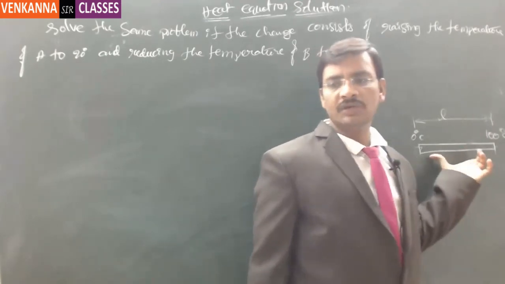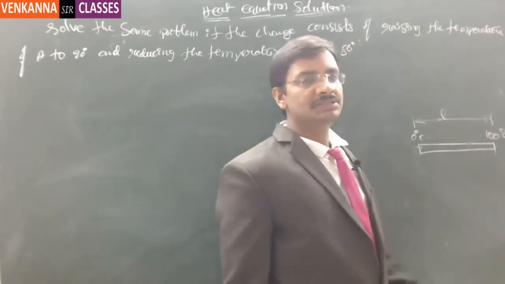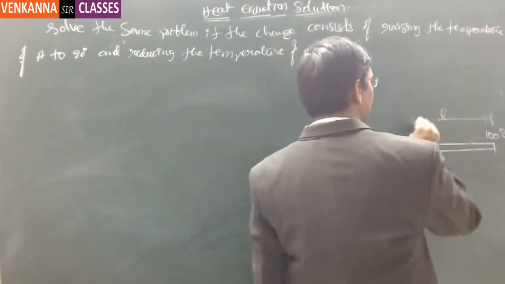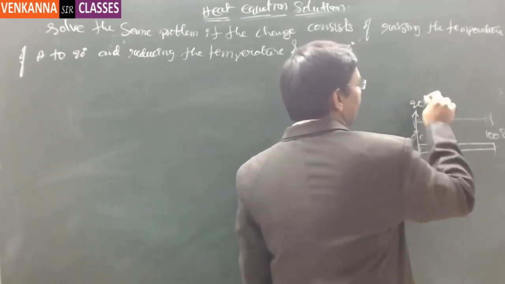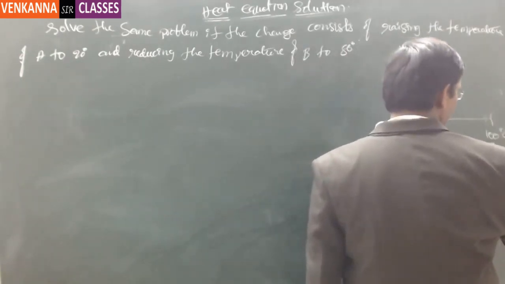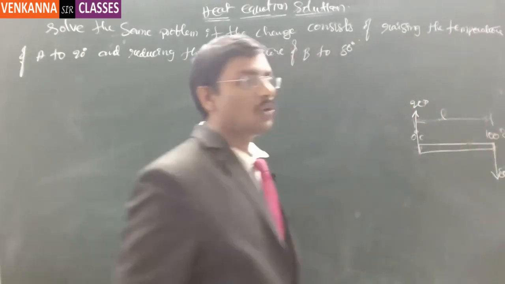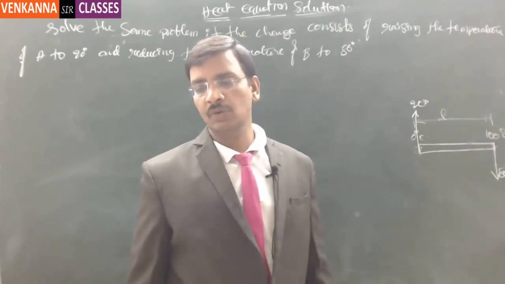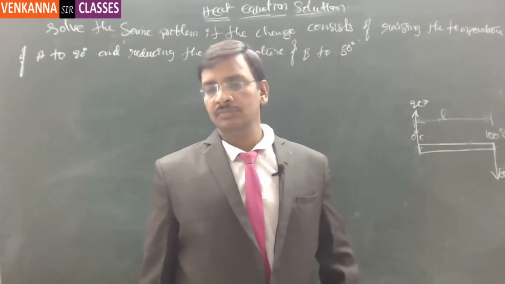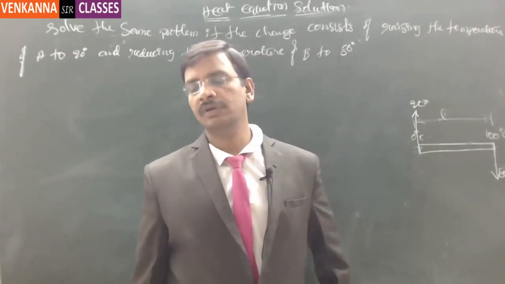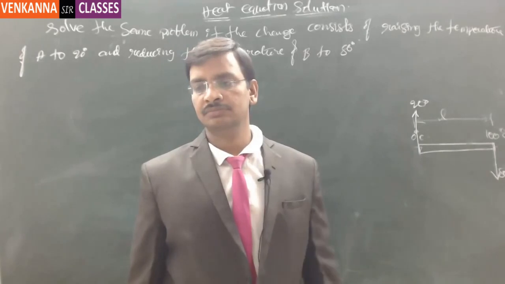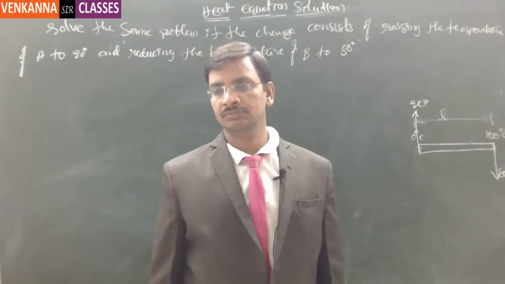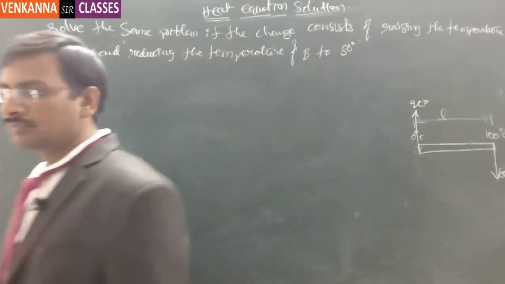And then this is how we maintained it. Now the change: rather than maintaining this at 0 degrees centigrade, he raised the temperature of this to 20 degrees centigrade. Then he reduced the temperature of this to 80 degrees centigrade. Then he maintained it that way. Now how is it going to distribute after some time? That is the problem statement now. How are we going to solve this? Any idea how we can solve this?